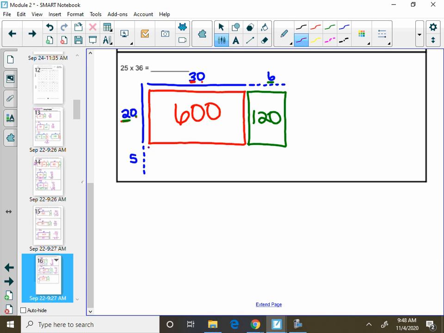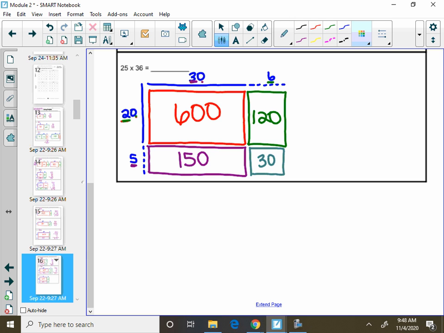At the bottom, I'm going to do 5 times 30. And 5 times 30, let's see. I'm going to do 5 times 3 is 15. A 0 in the problem, a 0 in the answer. And your pictures are looking beautiful. Some years I have kids that can't manage this at all, but everybody's pictures are looking very straight and easy to see. And the last one is 5 times 6, and 5 times 6 is 30.